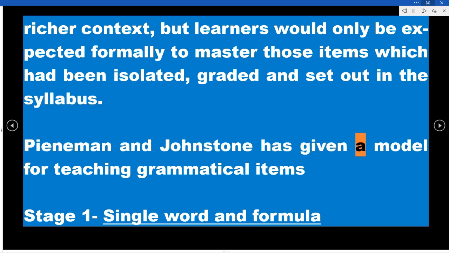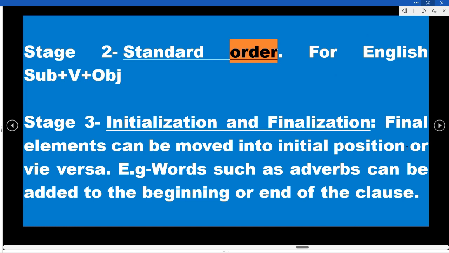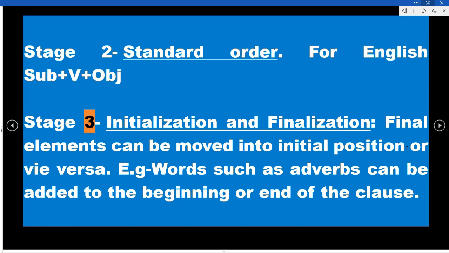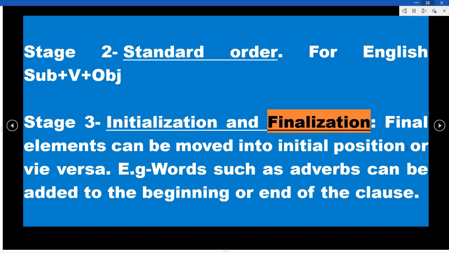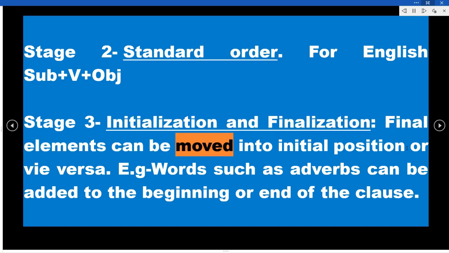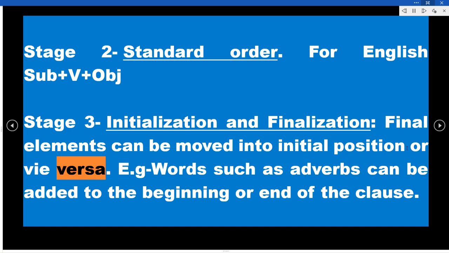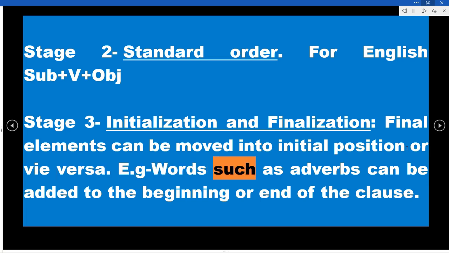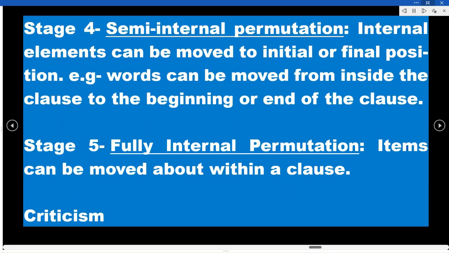Neumann and Johnston have given a model for teaching grammatical items. Stage 1: single word and formula. Stage 2: standard order, for English subject, verb and object. Stage 3: initialization and finalization. Final elements can be moved into initial position or vice versa, e.g. words such as adverbs can be added to the beginning or end of the clause.